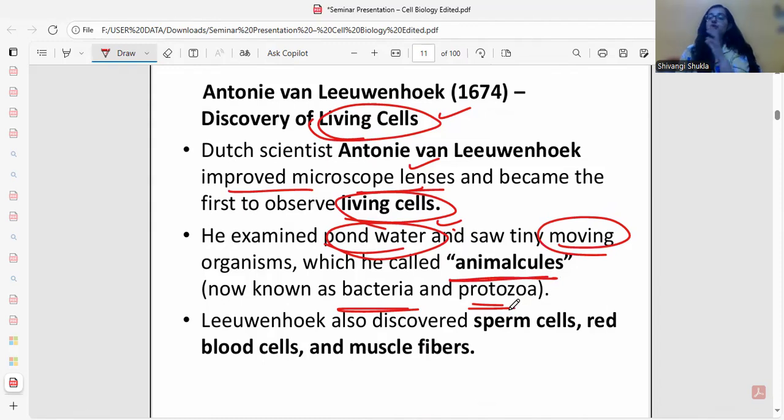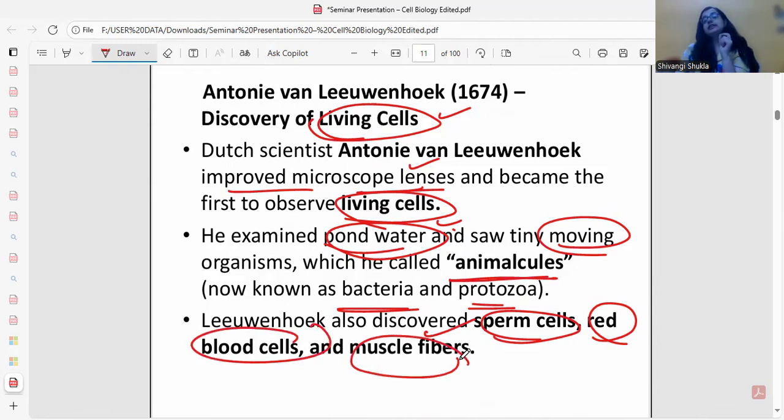So obviously they are not going to be plants, they are going to be animal related, and that is why tiny animalcules. He also observed the sperm cells, the RBCs, and muscle fibers. So this is one of the questions that can be asked. Okay, let me highlight the key points from here.